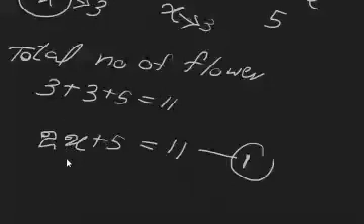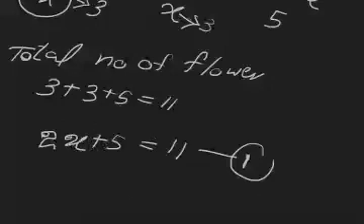If this x is 5, then that means there are 5 flowers in the basket, then this value should be different. Right? So this is one type of equation.